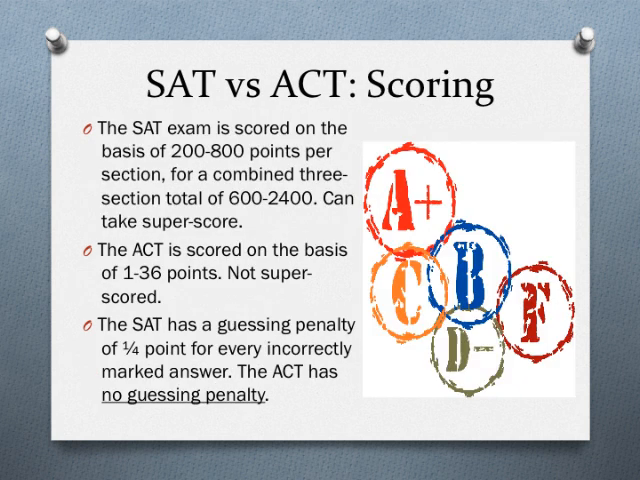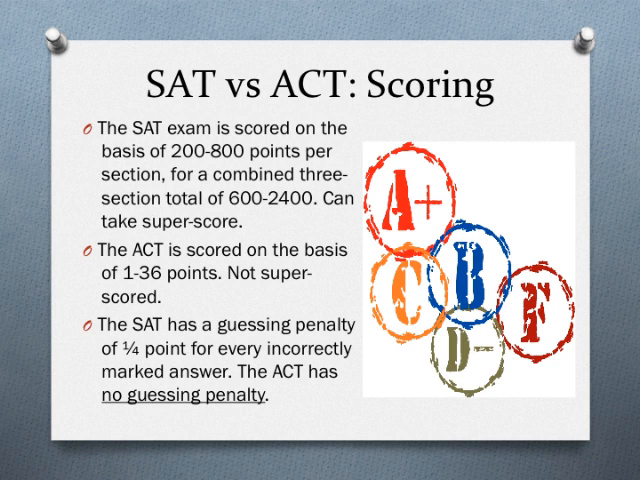Scoring is also different on the two standardized tests. The SAT exam is scored on the basis of 200 to 800 points per section, for a combined 3-section total score between 600 and 2400. You can take a super score. A super score is the combination of all the best subjects in each test to create your highest possible score.